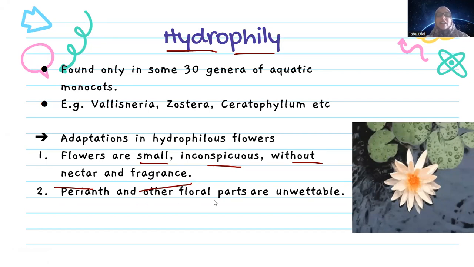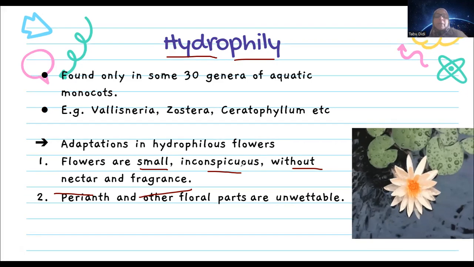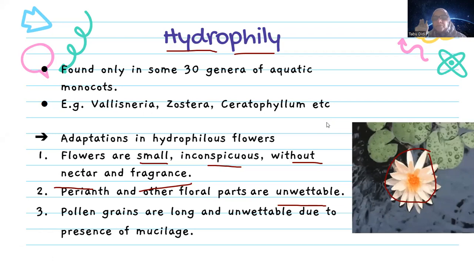Okay, the perianth and other floral parts are unwettable. Unwettable means what? These are the floating floral parts. So the flower will not be submerged inside the water, just like you can see in this picture. The top part, that is the whole flower, the supporting pedicel and the perianth, will float on water, and the rest of the plant will be underwater. So this will be unwettable.